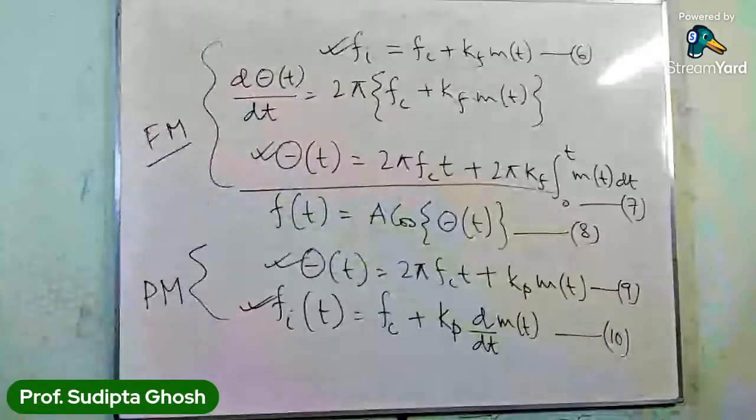So actually now I'm interested in comparing and getting some idea of the differences between frequency modulation and phase modulation. The difference we already talked about is in the definition of the two schemes: the one in which the frequency of the carrier changes is FM, and the one in which the phase of the carrier changes is known as the phase modulation system.